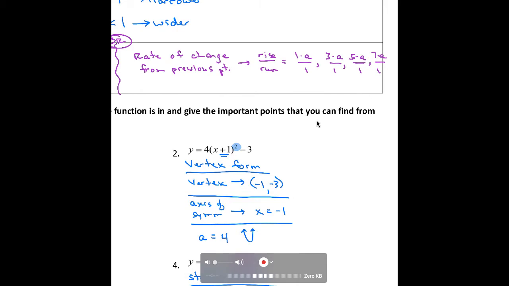And you'll notice it's all of your odd numbers. But you cannot forget to include that A when it's something other than 1. So if your A was 2, for example, we would rise 2, run 1. Then rise 6, and run 1. Then rise 10, and then run 1. Okay?